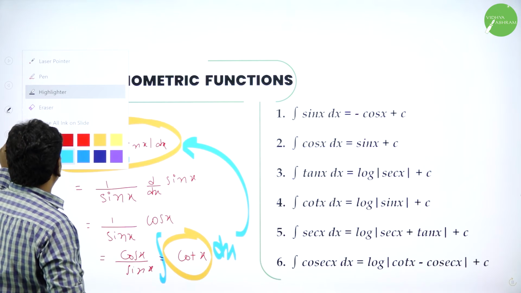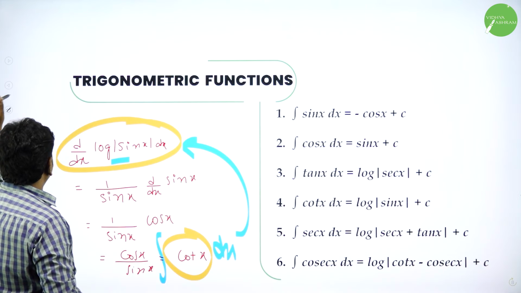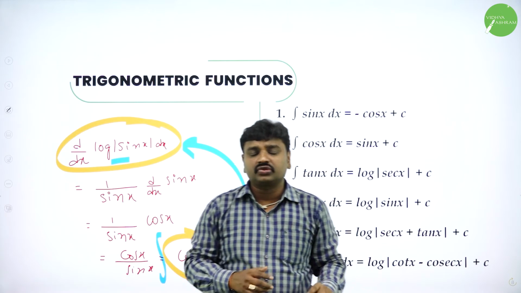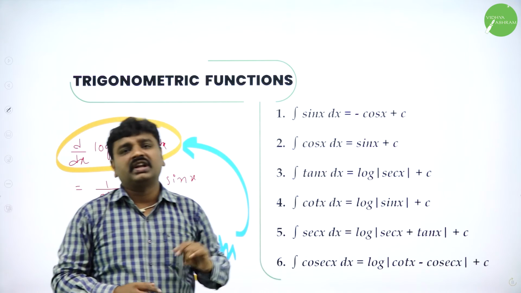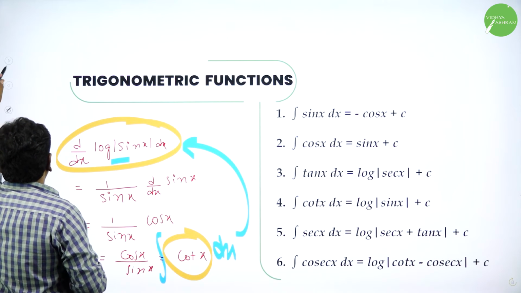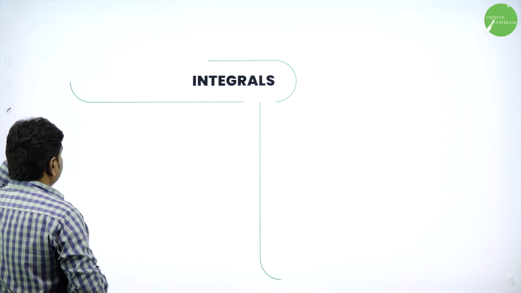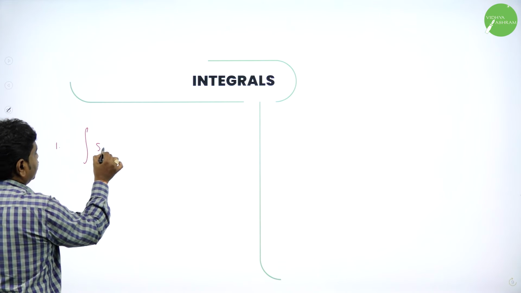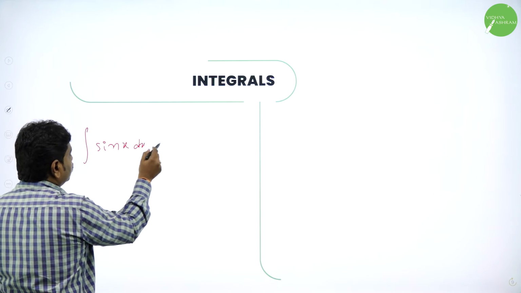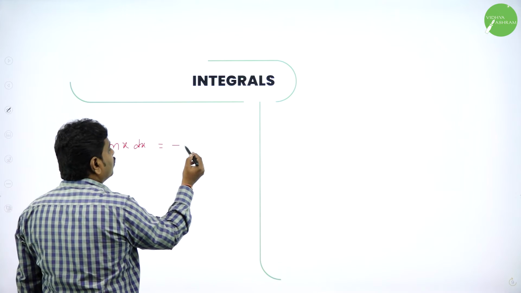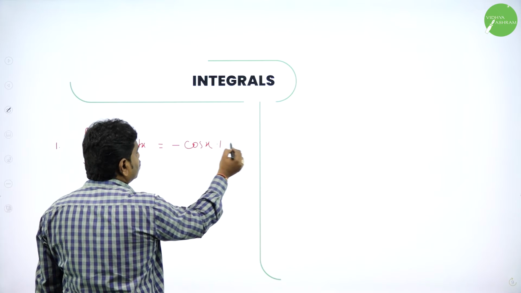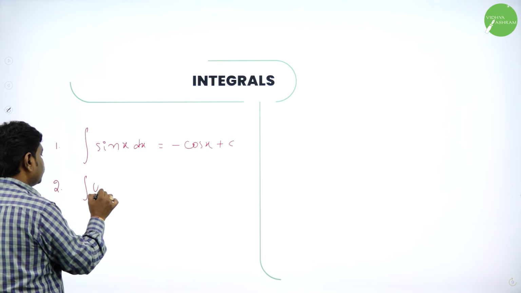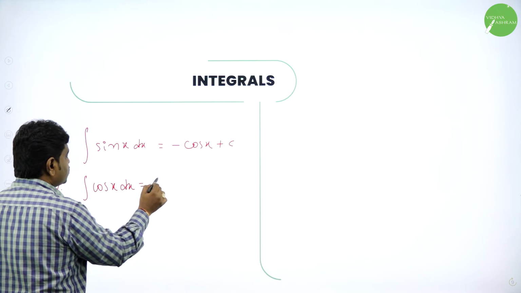So now we are done with four formulas: sin, cos, tan, cot. Secant and cosecant also, differentiate the RHS and you will get the LHS. Now let me write the list of trigonometric functions. The first is integration of sin x. What is integration of sin x, my dear students? Integration of sin x is minus cos x plus c. Then write integration of cos x, for six trigonometric functions. Integration of cos x is sin x plus c.